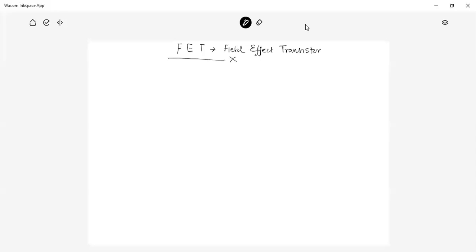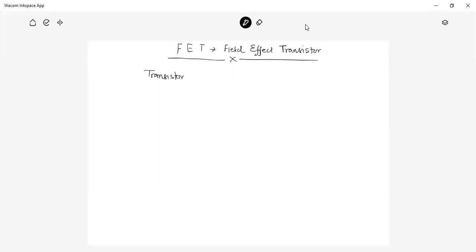The field effect transistor is basically a transistor. Basically a transistor. That transistor, what is transistor?